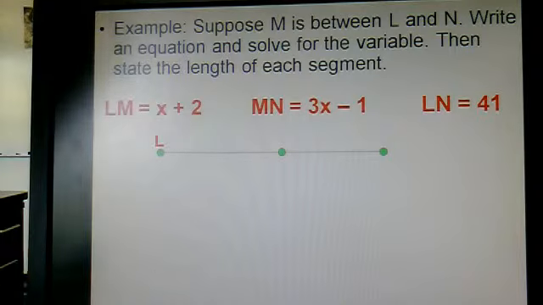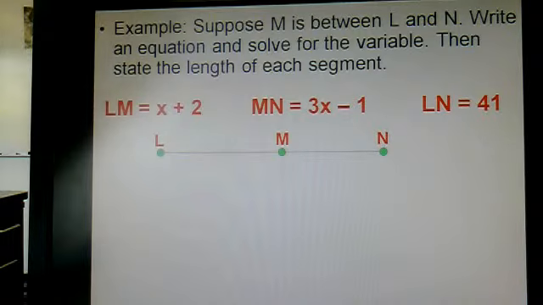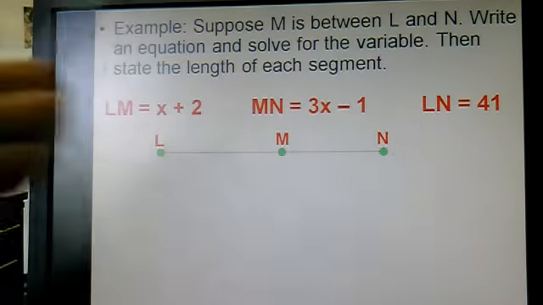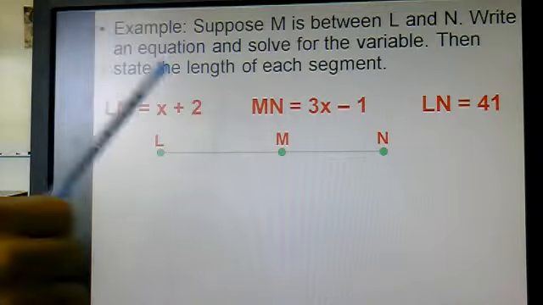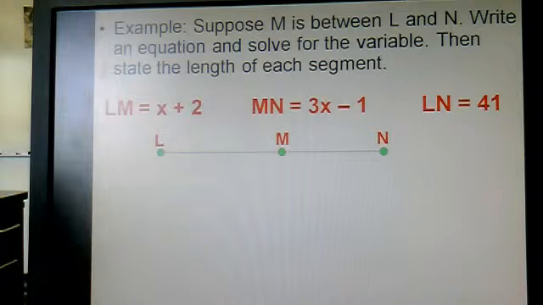You get 3 points. A lot of these sort of basic examples have 3 points. So you have M somewhere between the two. In other words, you have 3 collinear points. And then I give you these algebraic expressions. And I did give you a length. The entire thing is 41.